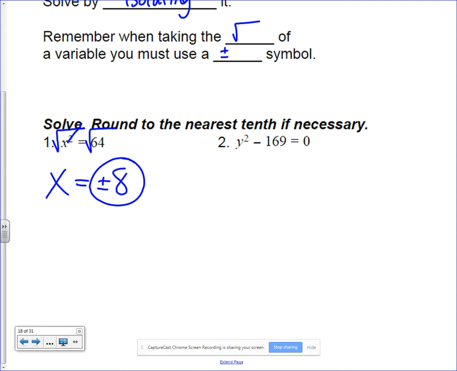Okay, moving over to number 2, and I'm over to Ray. Ray, there's only a y squared. So how do I isolate that? Not yet. I've got to get the y by itself first. So what do I have to move over? How do I move that 169 over? We have to add it.